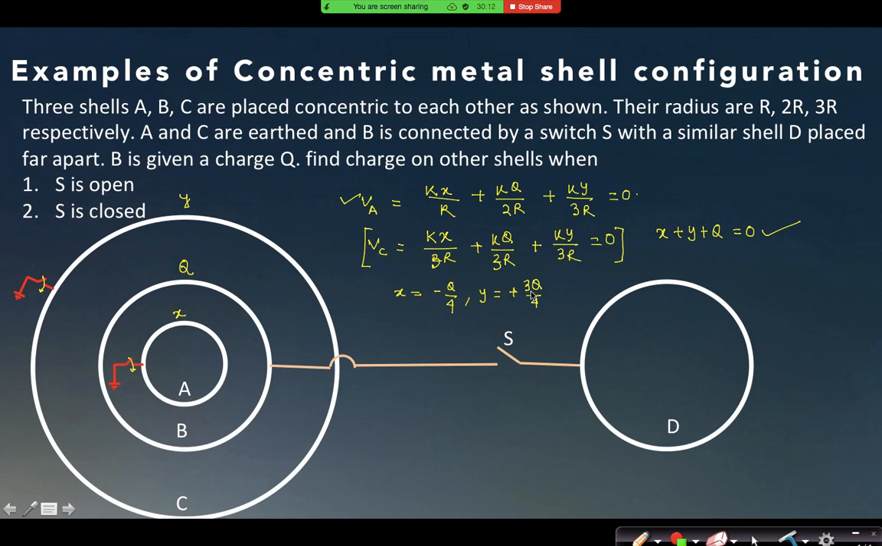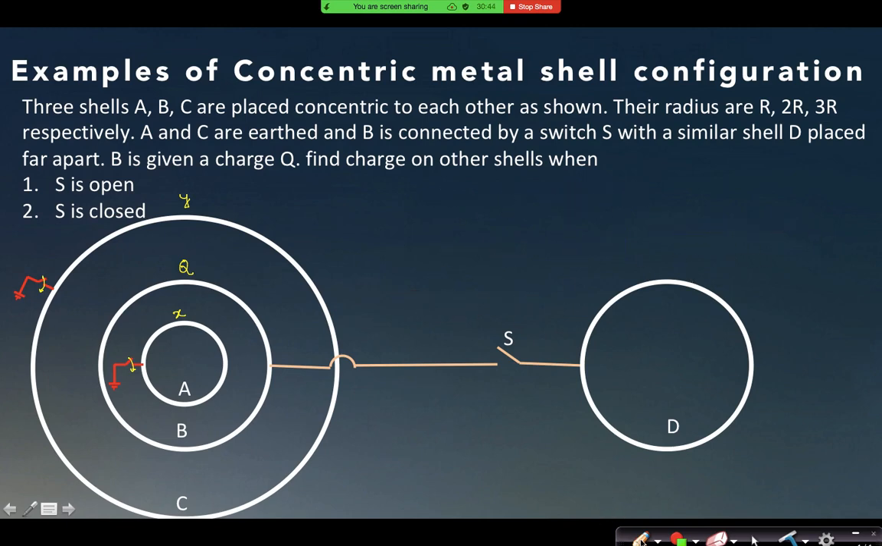Yes, sir. I think Y will be minus 3Q by 4. That is why X plus Y will be minus Q. So that is also one equation, correct, because all the charges on the outer surface will become 0 as I have connected it with ground. Right. So all the concepts that we have studied for the previous question you can use anytime.